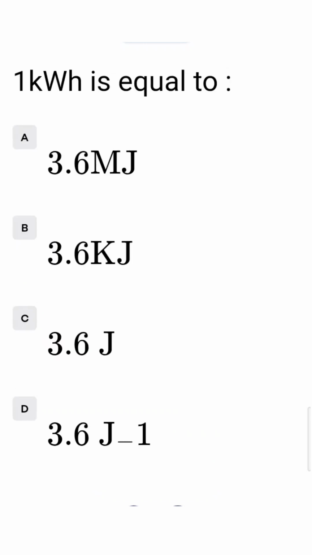1 kilowatt hour is equal to: A: 3.6 million joule, B: 3.6 kilojoule, C: 3.6 joule, D: 3.6 per joule. The correct answer is 3.6 million joule. That is option A. So we tick option A.